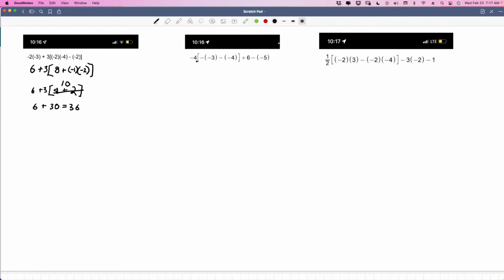You have a -4. We can't really do anything to that, so we just leave it alone. It's all by itself. We have a bracket, and again, we have a negative or a minus sign in front of a -3. So this is going to be -1 times a -3. And here we have another one. So we're going to say plus, we're going to turn that minus sign into a -1. And then we have the -4. Okay? Plus 6. And then we have another minus sign. We're going to turn that minus sign into a -1 times a -5.